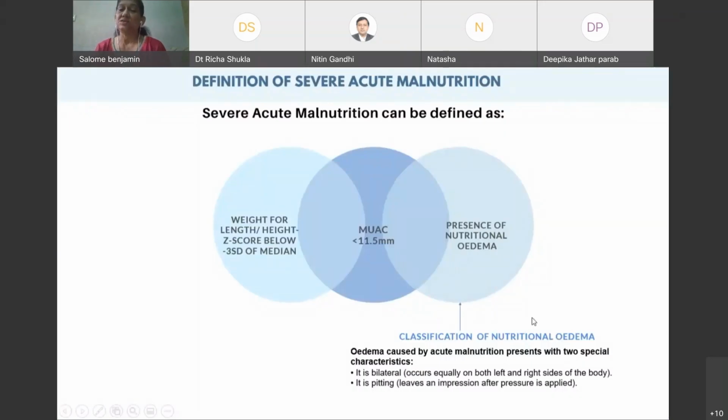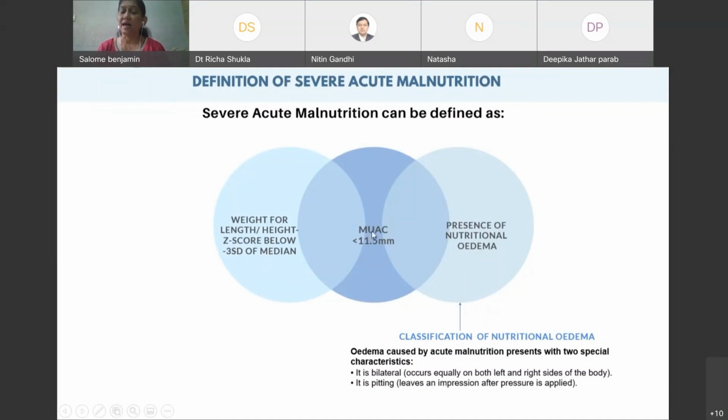Okay, so let's look at the definition of severe acute malnutrition. How will you identify SAM and how will we define it? There are definitions given on the WHO and UNICEF sites to differentiate SAM from MAM and average nutrition. The most important criterion is your weight for length, weight for height, your Z-score. Below minus 3 SD of median is SAM.